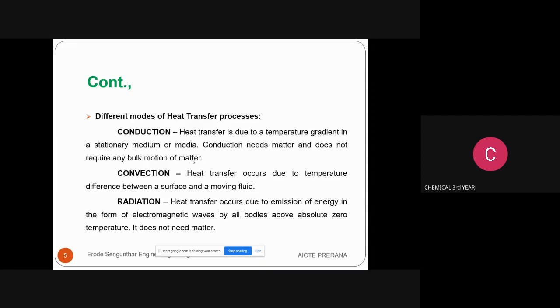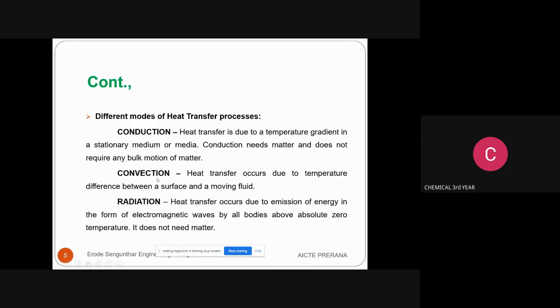And convection, again, this is also due to the temperature gradient only, but between a surface and a moving fluid. Here, while discussing itself, we can clearly say that conduction will occur in the solid medium. Why we are telling that solid medium we'll discuss later in the forthcoming slides. And convection, the heat transfer will occur due to the temperature difference only, but between a surface and the moving fluid. So the main concept is the heat will transfer in the moving fluid, but the fluid will definitely come and touch the solid surface, right?